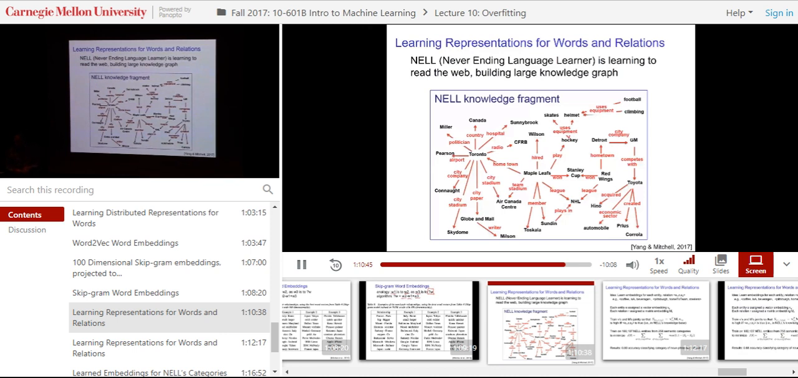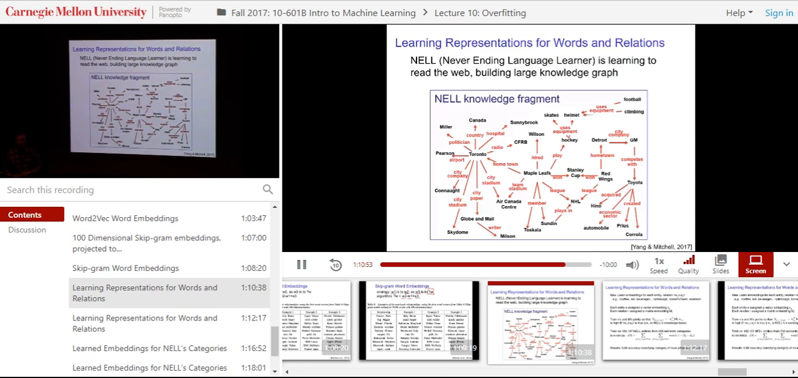Here's an experiment we did in a paper that we published this summer that also learns vector embeddings for noun phrases and entities in a knowledge base, but also tries to explicitly learn relations as well. I'll talk more about this probably later on in the semester, but we have a system we call our never-ending language learner, which has been learning to read the web, and it has a collection of knowledge triples that it has built up over time, including these.